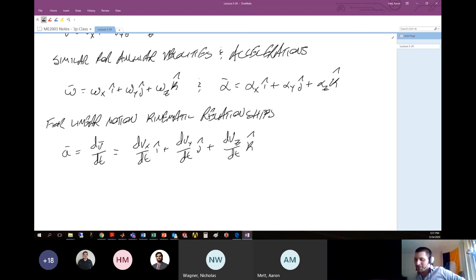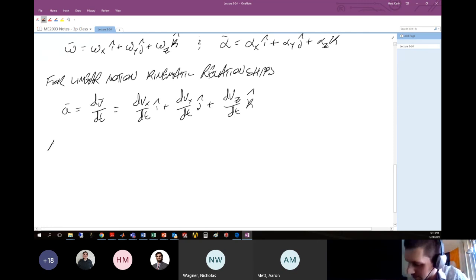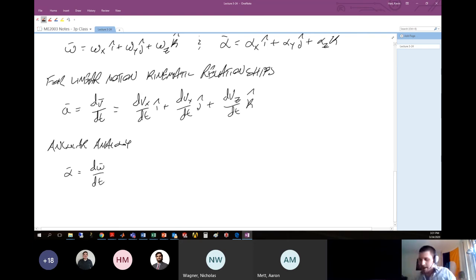All right, so acceleration is the derivative of the velocity. And we also know that we could make an angular analogy here. So this is the linear motion. We can make an angular analogy: the angular acceleration alpha is the derivative of the angular velocity vector omega.